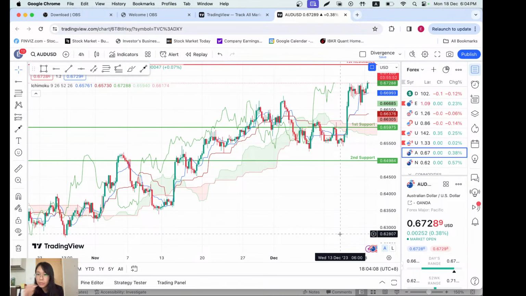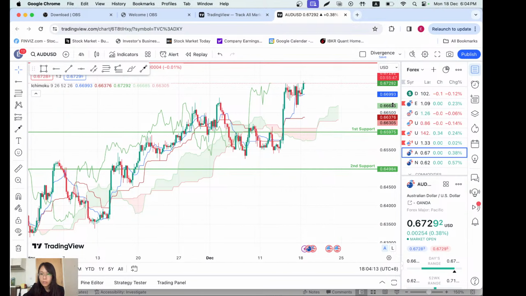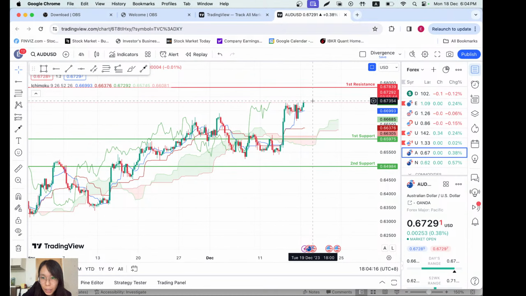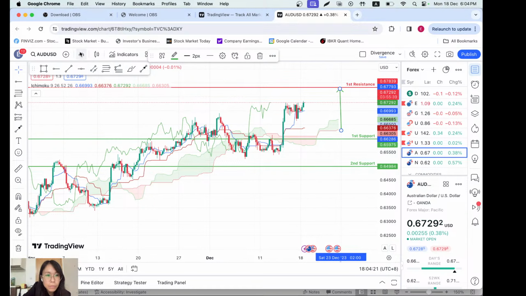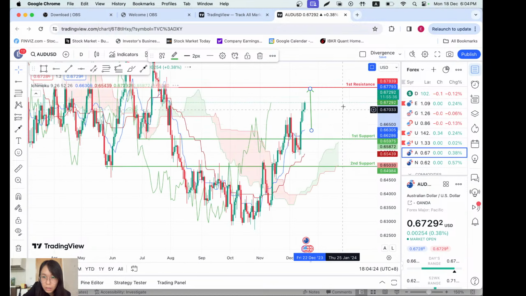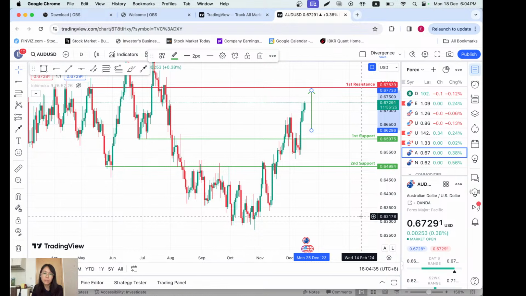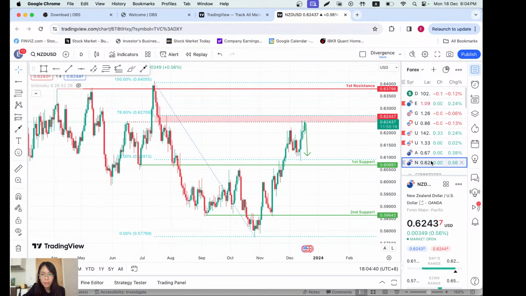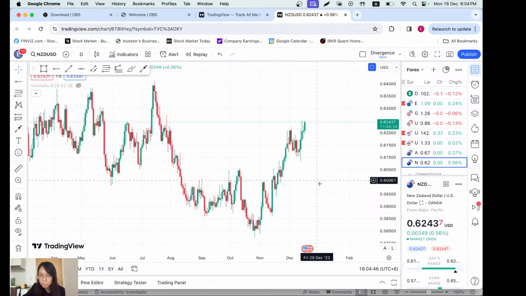Now we can look at the momentum of the chart for the Aussie dollar. It's very bullish now. Looking at the price, it could go higher and reach our resistance. It's similar for our H4 chart. It looks like the price is on the way to our first resistance area. Next, we can look at the Kiwi dollar.